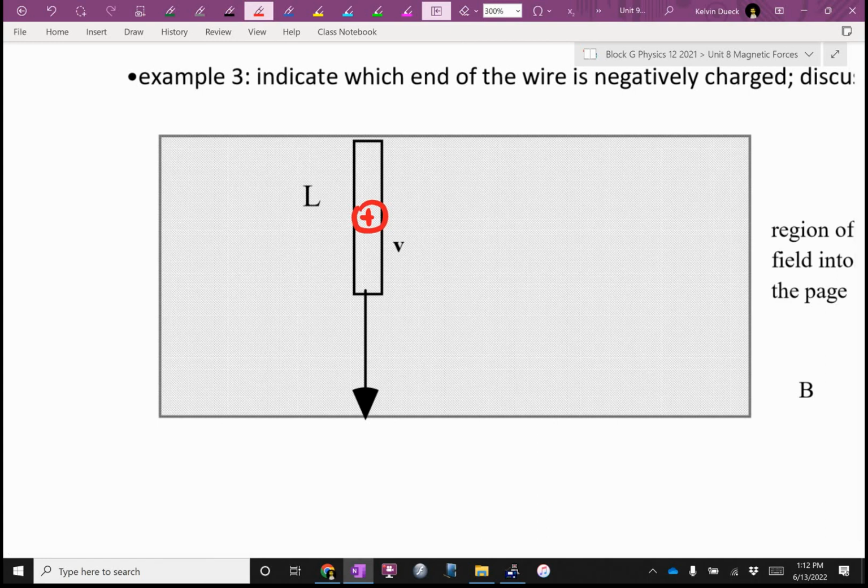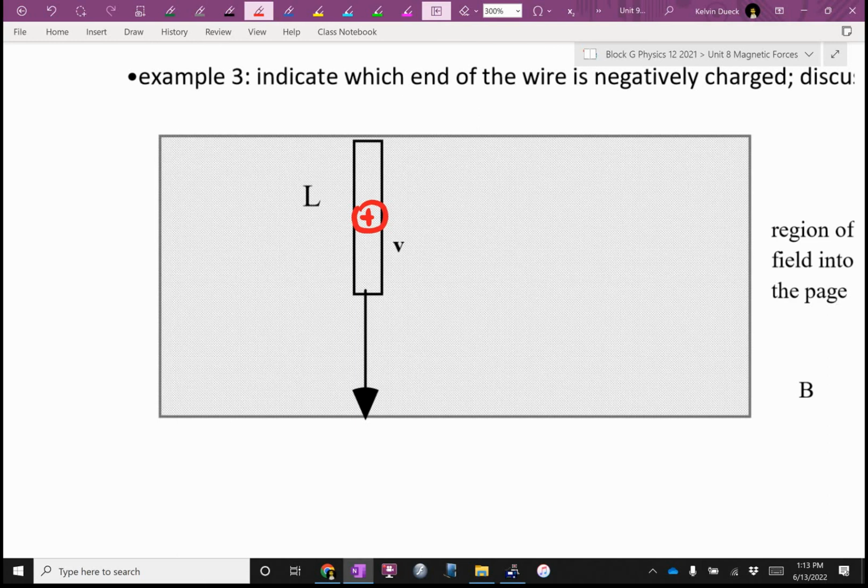Garrett, which way is that proton moving? Look at the velocity vector. Which way is that proton moving? Yeah. So everybody point your thumbs down the page. What direction is the magnetic field? Which way will the proton feel a force? To the right. But here's the problem.